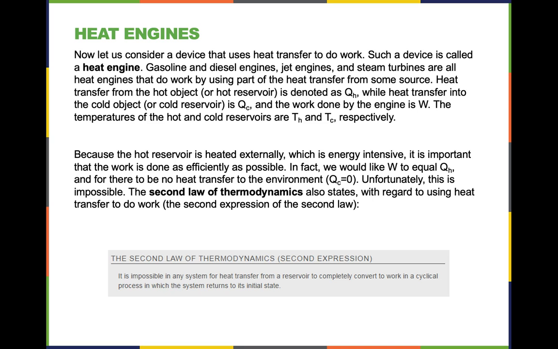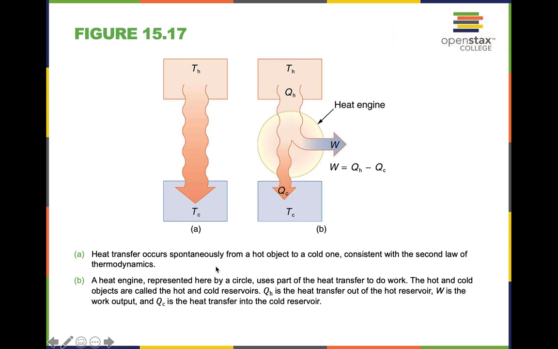So just like the first part of the second law, it was saying that it is an irreversible process. And we can see that here too. So for A, you have the temperature of the hotter object going to the temperature of the colder object. So heat transfer occurs spontaneously from hot object to cold one, consistent with the second law. For B, a heat engine, represented here by a circle, this is the engine, uses part of the heat transfer to do work. So we see the heat transfer from hot to cold, and we get work out of it.